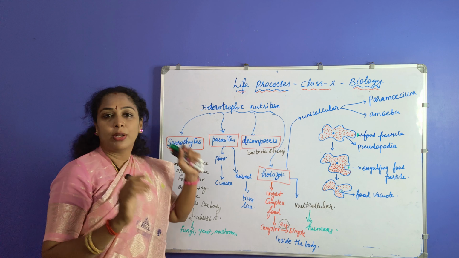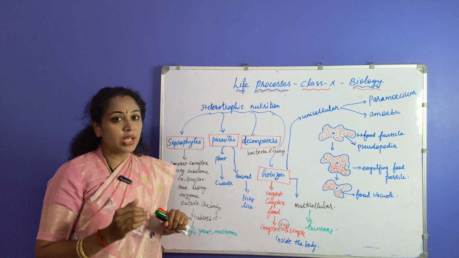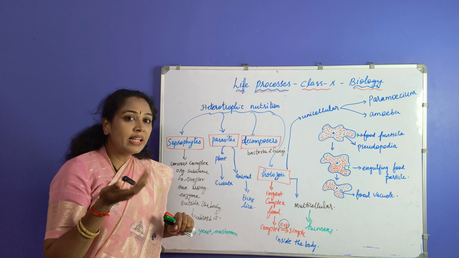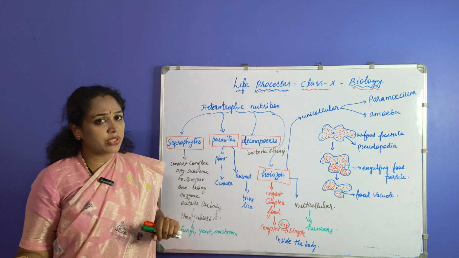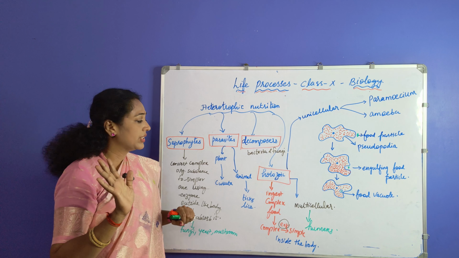Okay. Then coming to decomposers. Examples of decomposers are bacteria and fungi. Again, they feed on dead and decaying organic matter and produce enzymes that convert complex substances into simple substances. This remains the basic outline.